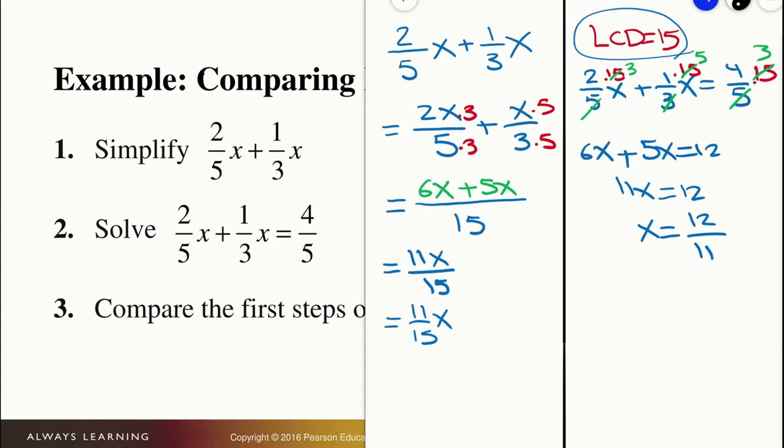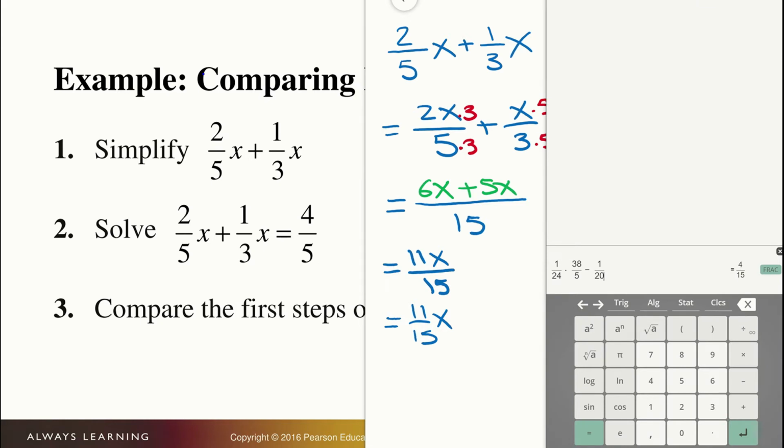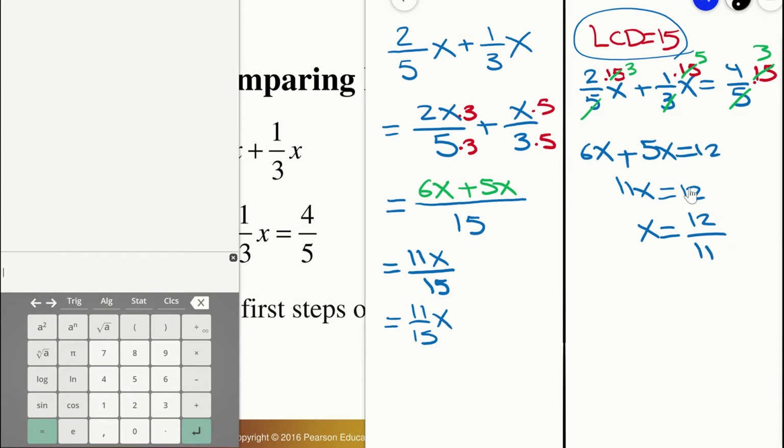We can check this manually, or at the very least we could plug it into a calculator, as we have been doing. So let's go ahead and do that to save us some time here. So we plug in 12 over 11 in the original equation. Make sure we end up with 4/5 once we have plugged it into the left side.